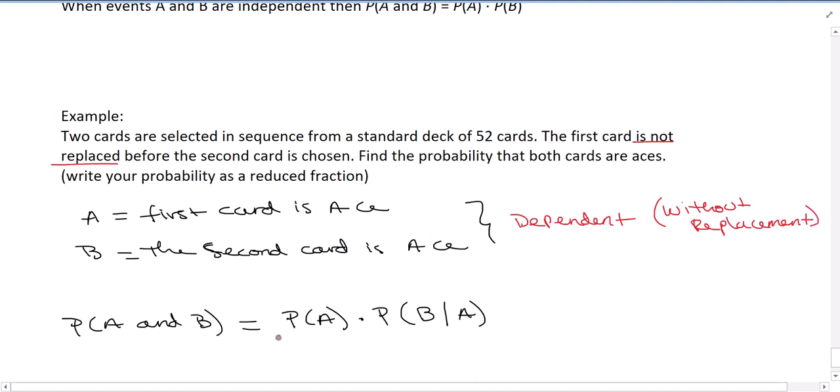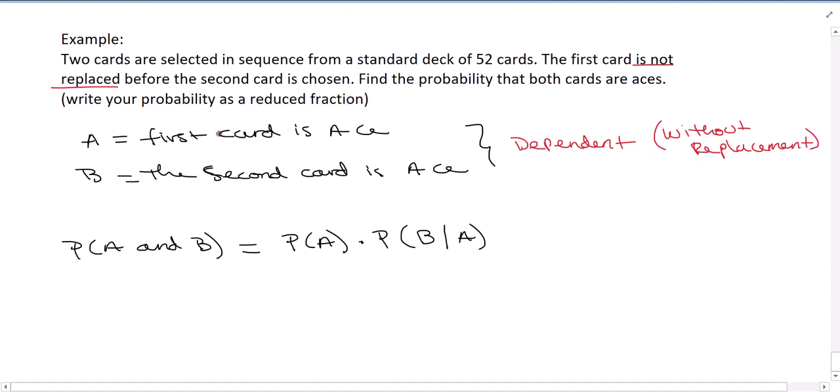It was not replaced. So what is the probability that the first card is an ace? How many aces are there? There are 4 aces out of 52 cards. Now what about the probability of B given that A happened? So B is the second card is an ace. What is the probability of getting an ace again, knowing we already got an ace? Well, since we already got an ace and we didn't put it back, instead of 4 aces, we're going to have 3 aces left. And because we didn't put it back, instead of 52 cards in our sample space, now we only have 51.